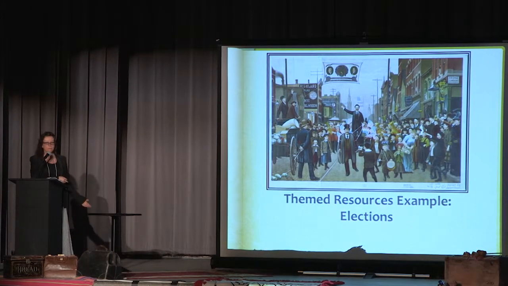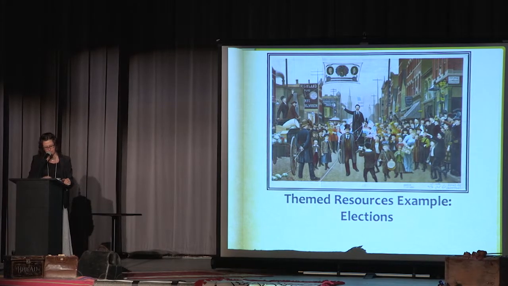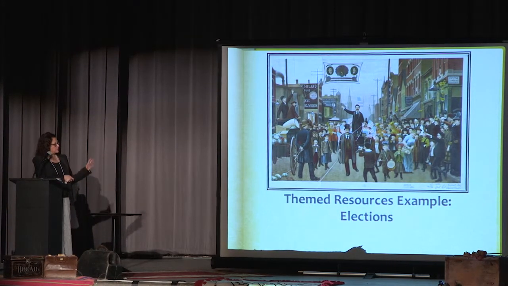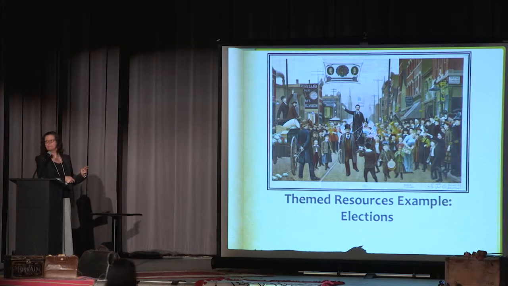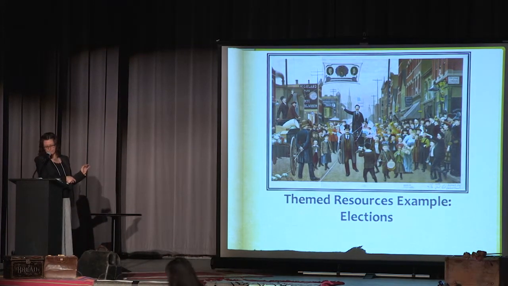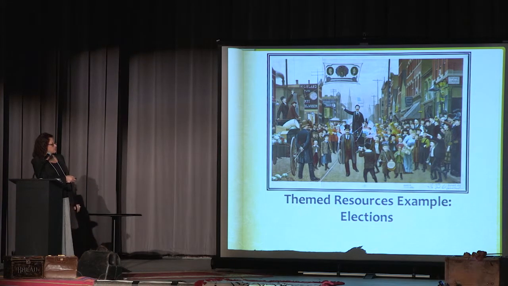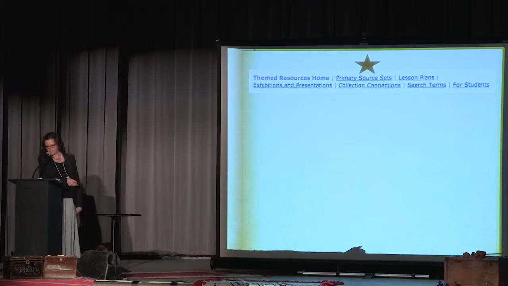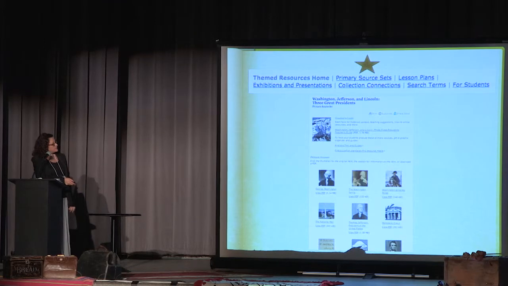This is a piece of propaganda from 1893 regarding political mudslinging in the campaign between Harrison and Cleveland. You can click in there and explore more about those resources. Let's see, another section that we're going to look at is primary source sets. And when you click into sets, well, here's an example of one about these three presidents.